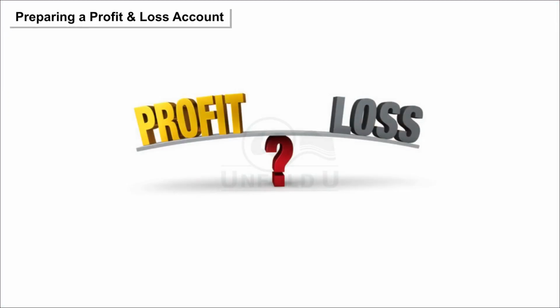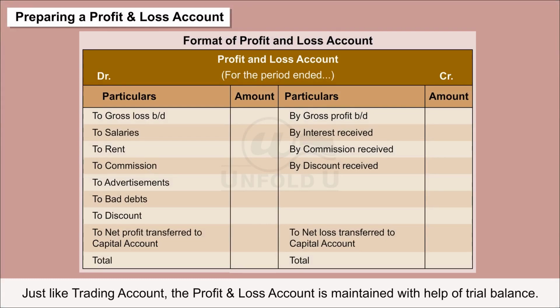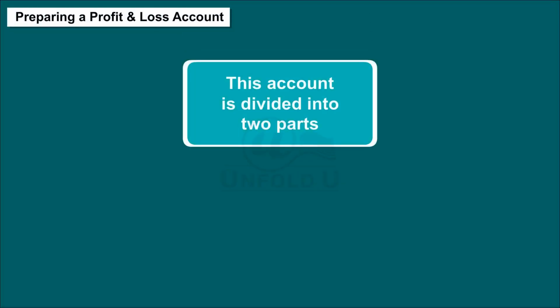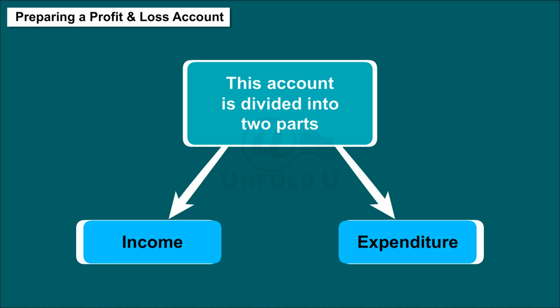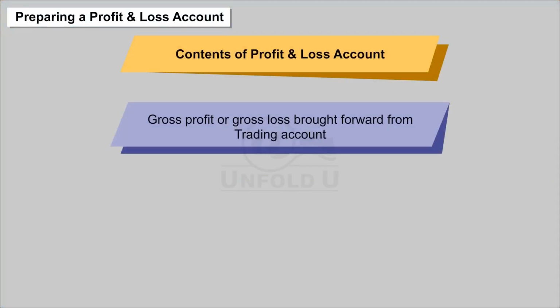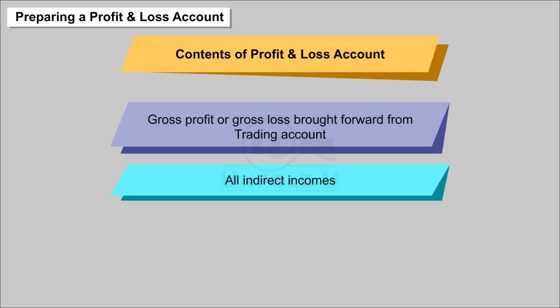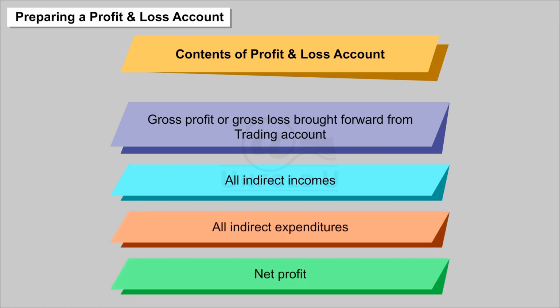Preparing a profit and loss account. Just like trading account, the profit and loss account is maintained with the help of trial balance. This account is divided into two parts: income, expenditure. Contents of profit and loss account. Gross profit or gross loss brought forward from trading account. All indirect incomes. All indirect expenditures. Net profit.